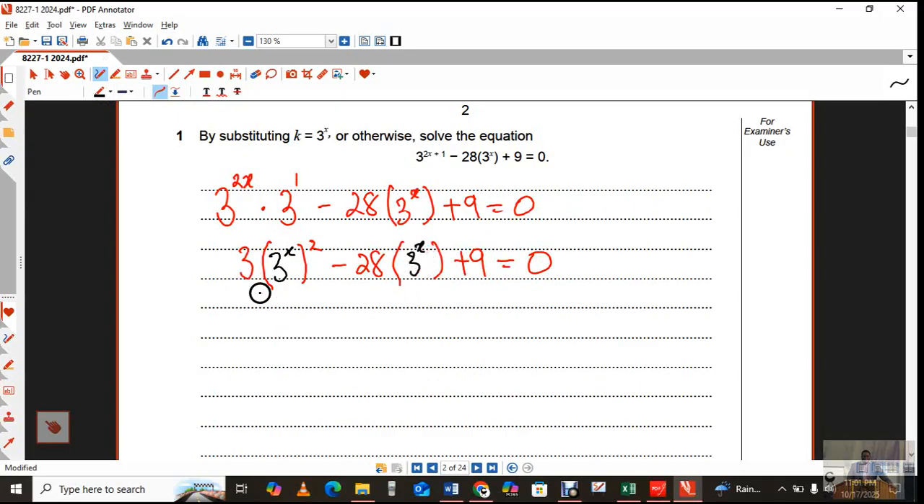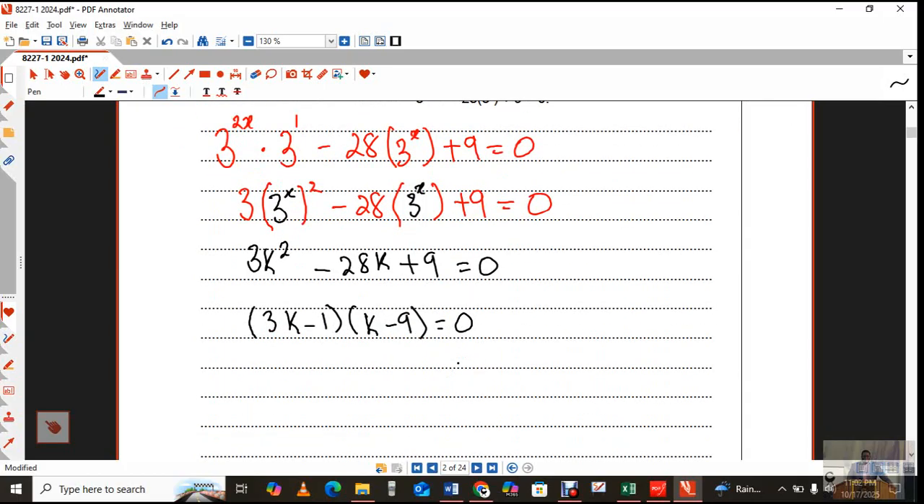So this is like a hidden quadratic. When we decide that this 3 to the power x should be equal to k, then this is going to be 3k squared minus 28k plus 9, that is equal to 0. This is a quadratic that you should be able to factorize, or if you want to, you can use the quadratic formula. But as an AS level student, I am expecting that you should be able to solve this using the method of factorization.